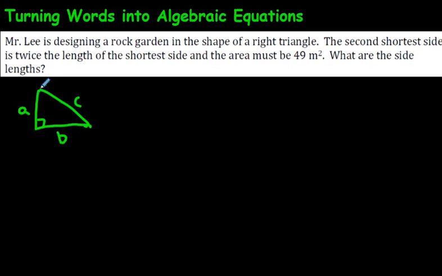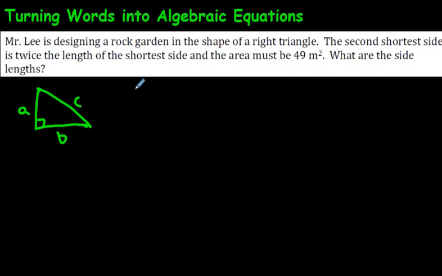If you remember the Pythagorean theorem, which is a whole other video and another lesson, you'll remember that this side squared plus this side squared is equal to this side squared. So C squared is equal to A squared plus B squared. But let's go back to the question here. We've got a garden. The second shortest side is twice the length of the shortest side. So let's say B is the second shortest side. And it says here the area must be 49 meters squared.